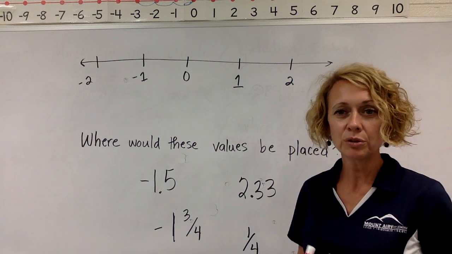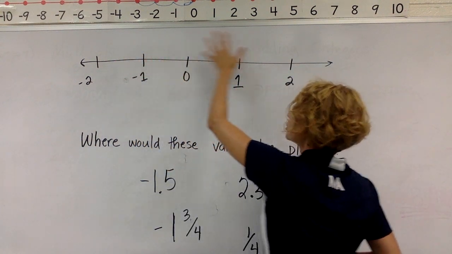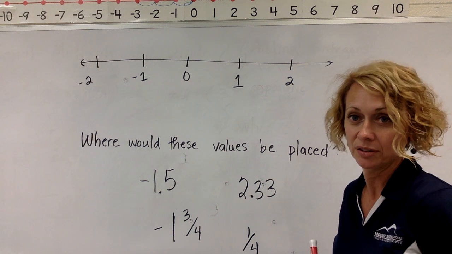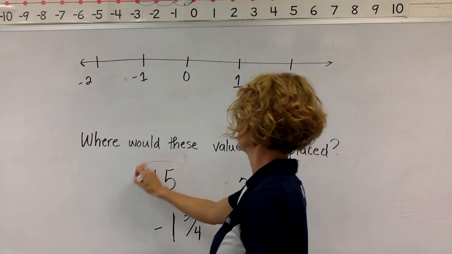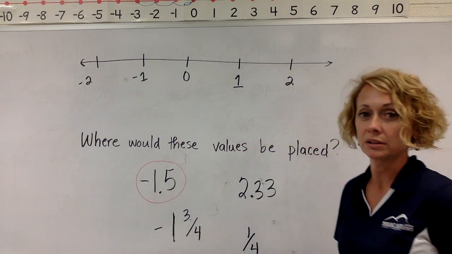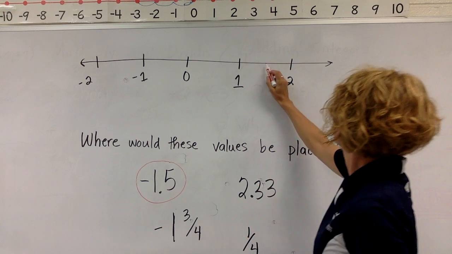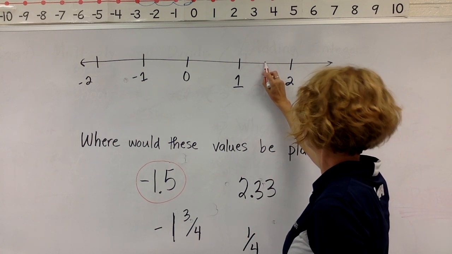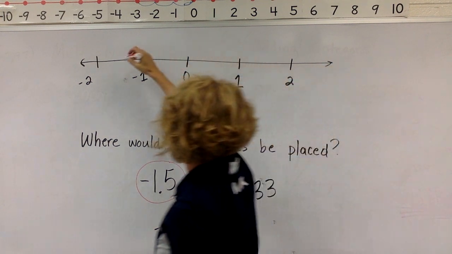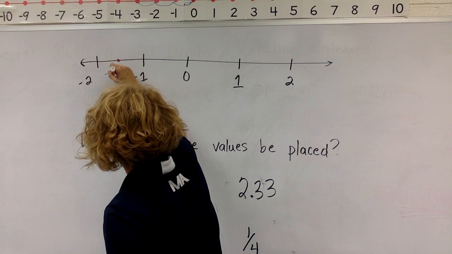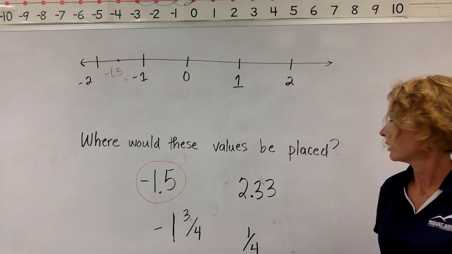So let's look at a few of these numbers where it says, where would these values be placed? What I want you to remember is that the negative values are always a mirror image of what's going on the positive side, like to the right of 0. So if I was asked to place -1.5 on the number line, I might think about it as being the opposite of 1.5. 1.5 would be between 1 and 2. So -1.5 would be down between -2 and -1.